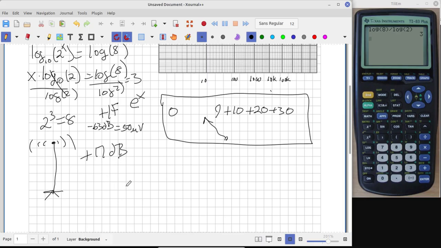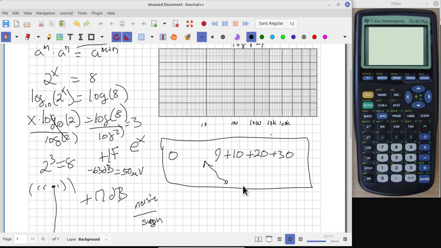Signal to noise ratio is another thing measured in dB. You've got noise and signal, and that's again something measured in dB, which to actually calculate it you're going to need to be able to manipulate logarithms, and any scientific calculator can do that.